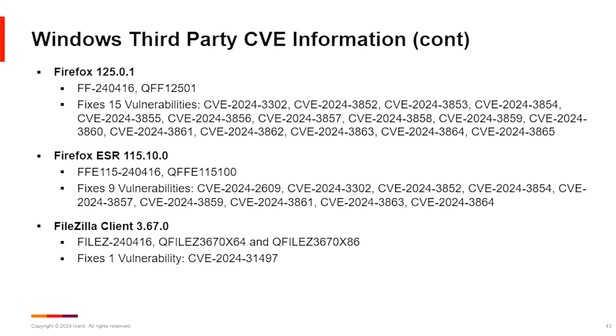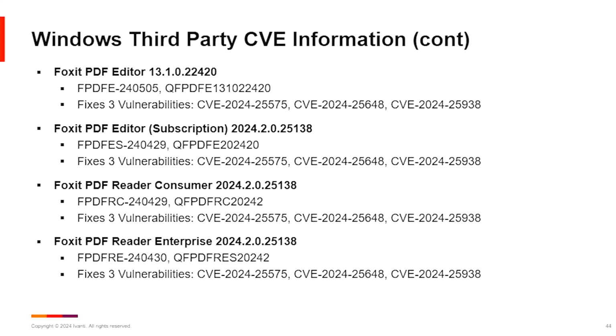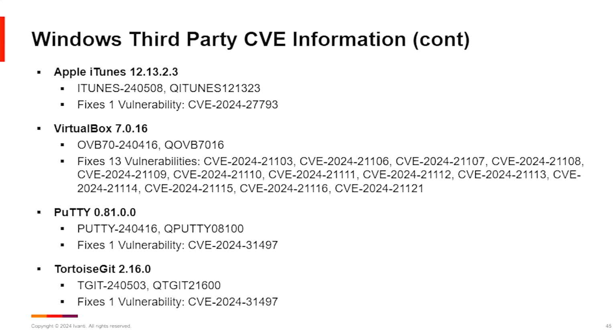We saw an update for FileZilla Client this month, addressing one vulnerability. Foxit PDF family of products got some major updates as well across all their versions here, whether it's the editor, the Reader Consumer version, or the Reader Enterprise version. If you're using those, make sure you continue to address these vulnerabilities. We did see an update for Apple iTunes this month. VirtualBox got a pretty big update with 13 vulnerabilities addressed.